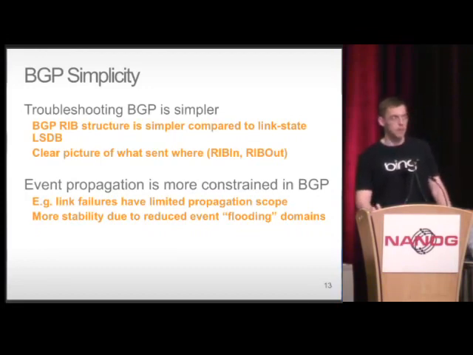The last argument is that event propagation, or event flooding, in BGP is more constrained. Since BGP is distance vector, a change in the topology will normally stop at some point of the hierarchy. Say if a link flaps in OSPF, the event floods the whole area, no matter where it happens. In BGP, normally, once you find a different best path, you stop flooding the event and just converge on the new path. So in general, we found that under specific failure scenarios, BGP has better fault isolation.